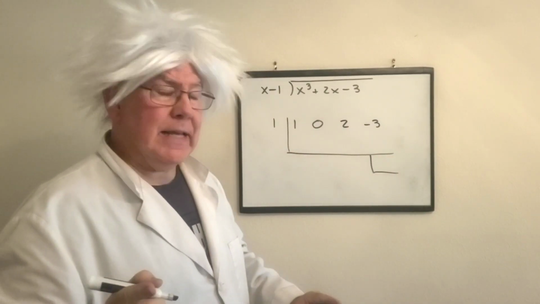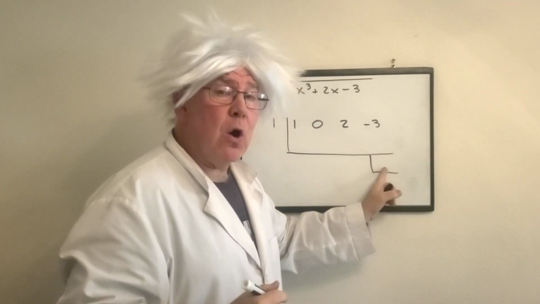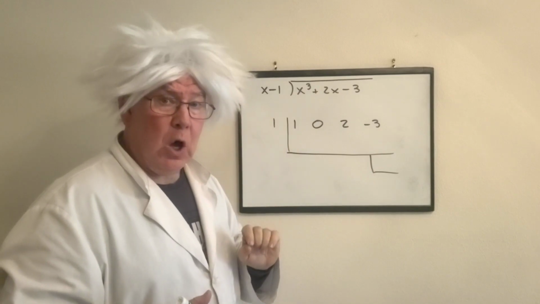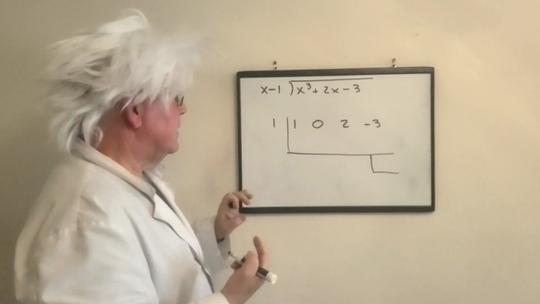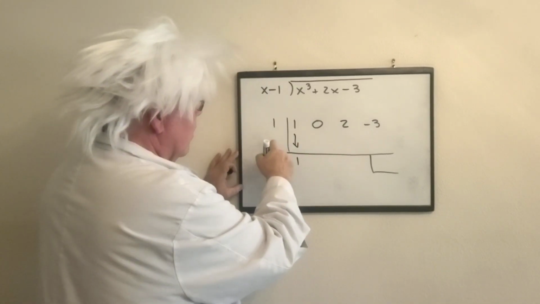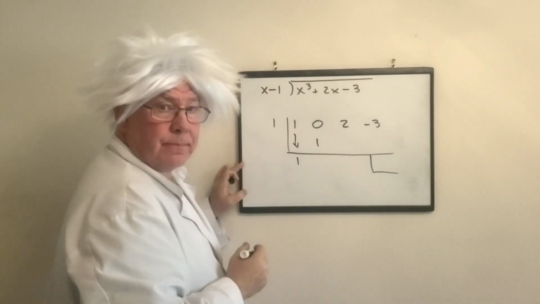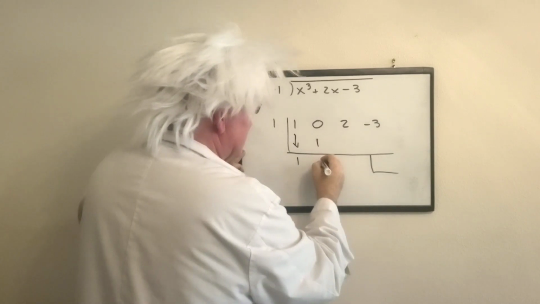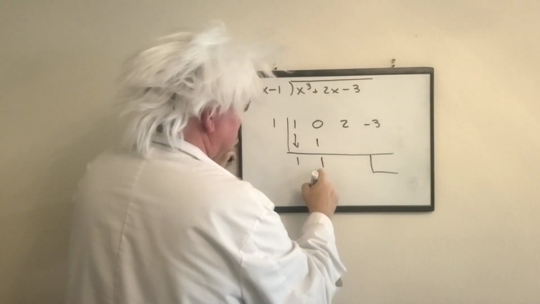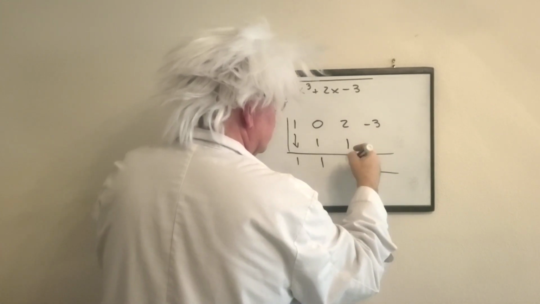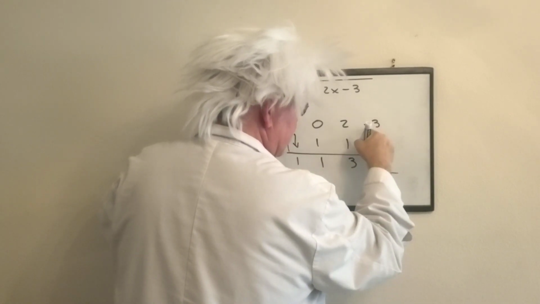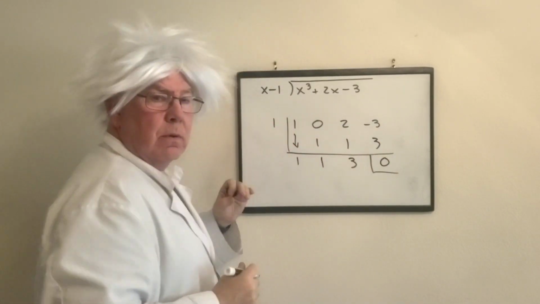Now, let me just say this. If there's ever a 0 here, that means that this is a factor of this polynomial, okay? Just remember that. So the first thing we do is we bring down the 1, okay? 1 times 1 is 1. 0 plus 1 is 1. Watch. 1 times 1 is 1. 2 plus 1 is 3. 1 times 3 is 3, and negative 3 plus 3 is 0, okay?